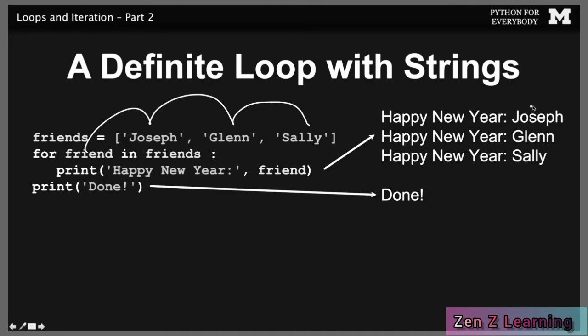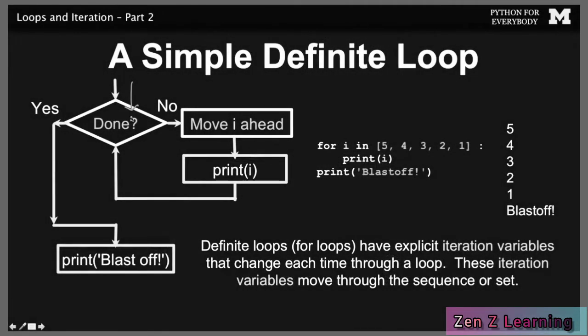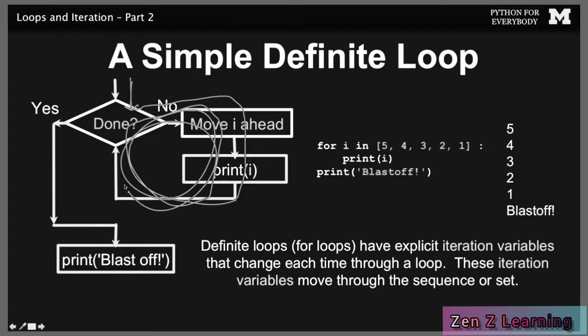And so it says, Happy New Year, Joseph. Happy New Year, Glenn. Happy New Year, Sally. So you know that this code is going to run 3 times, and friend is going to take on Joseph, Glenn, and Sally in successive iterations through the loop. So you can think of the for statement as sort of a complex thing. It is dealing with the fact of when it's time to continue and when you're done. It knows about that. And it also sets I to the new value. So it's like, are we done yet? No. Move I ahead to the new value. Print it. Are we done yet? No. Move I to the new value, then print. On and on and on. Oh, now we're done.